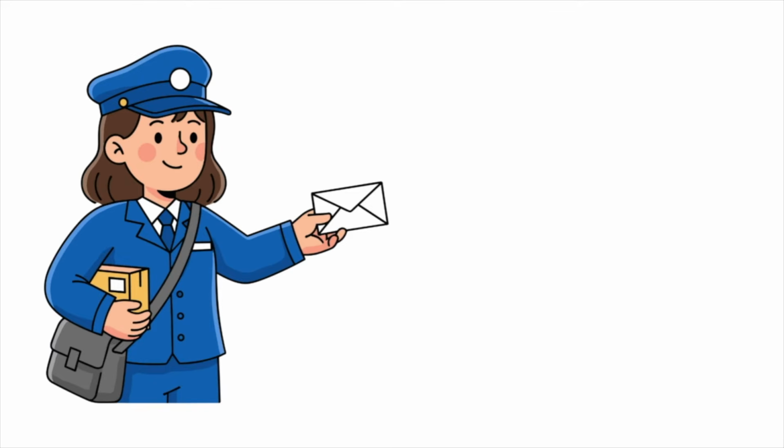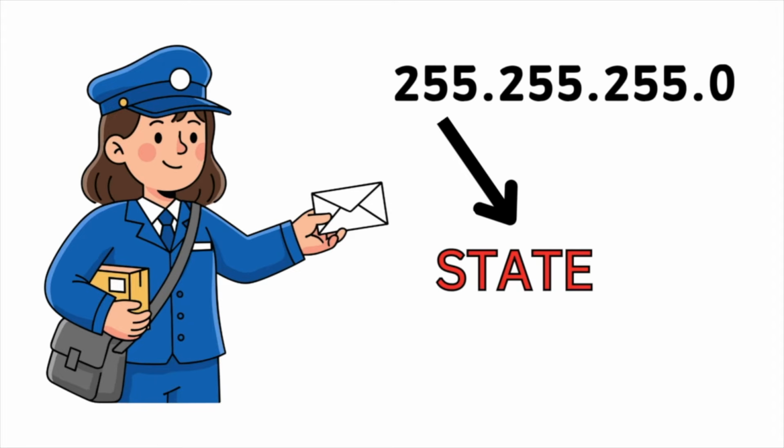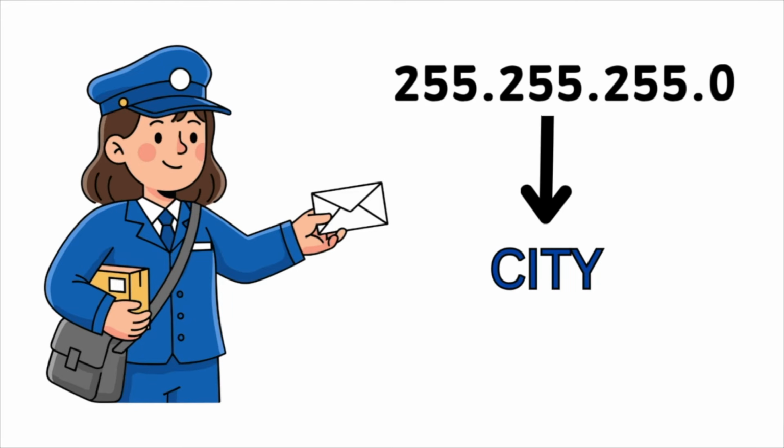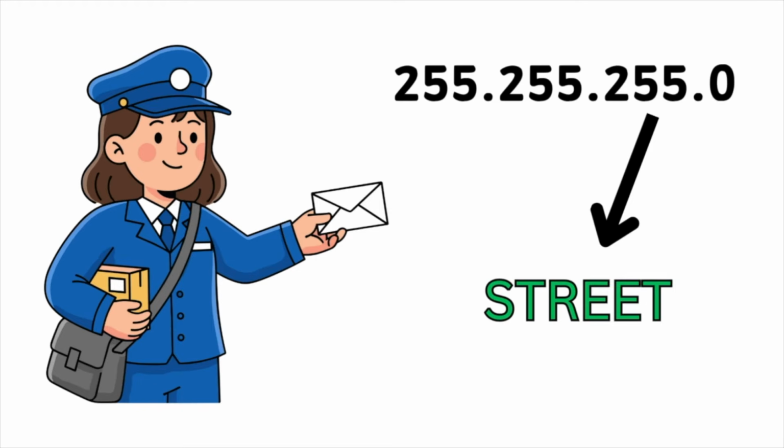So once again, our subnet mask is the first number, the 255. That's going to tell the mailman you're going to look in this specific state of the first octet, or the first number there, the 255. The second number tells that you're going to look in that specific city of that IP address. So it's 255. And the very last number, or the third number, is going to be the street, 255.